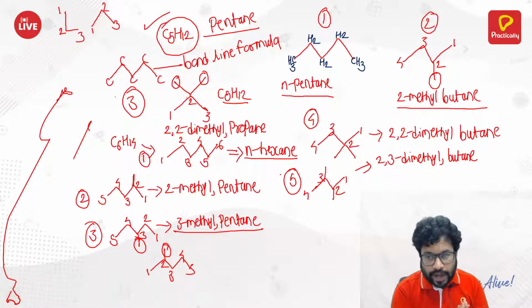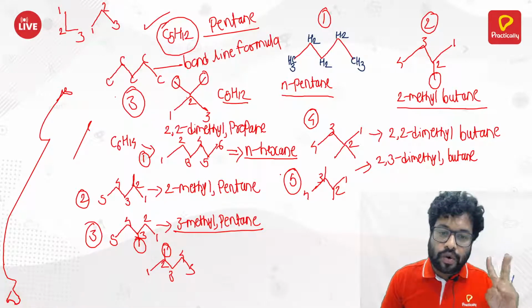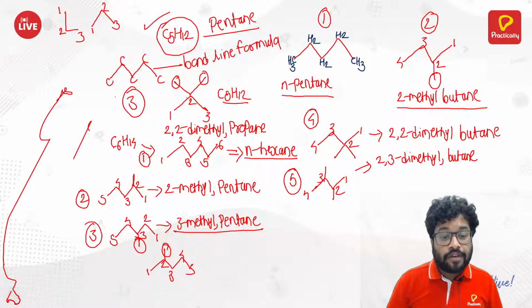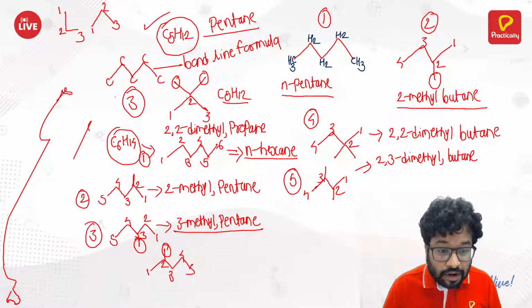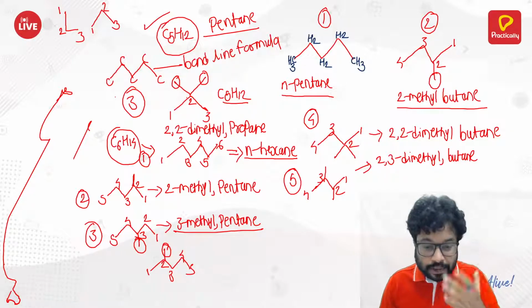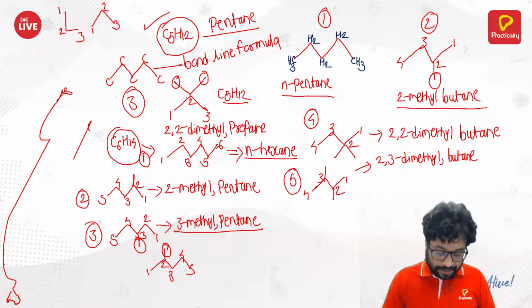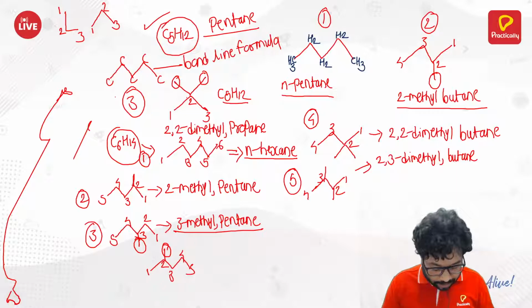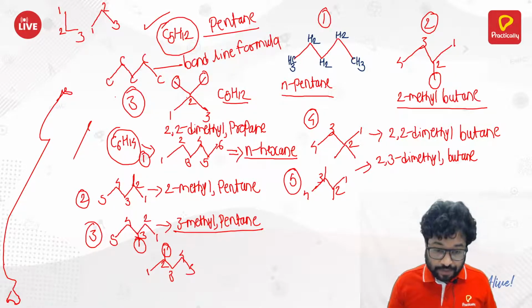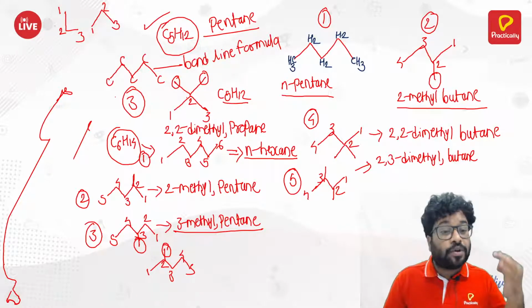Now for the butane, we had how many? We got 2 isomers. For pentane, we got 3 isomers. For hexane, how many did we get? We got 5 isomers. Can we have any other possibility apart from this? If we do, please comment. Please write it in the comment section, if you get to know any other possibility apart from this for n-hexane.